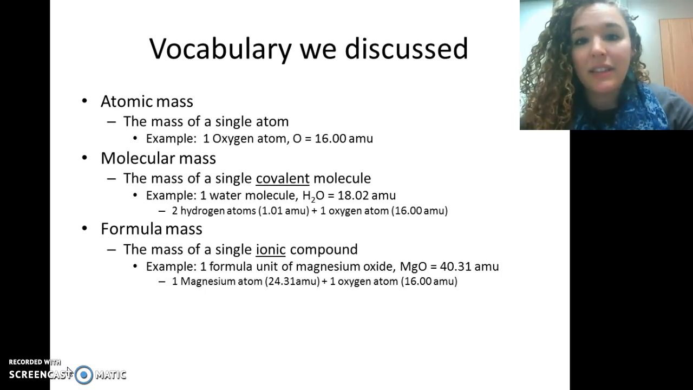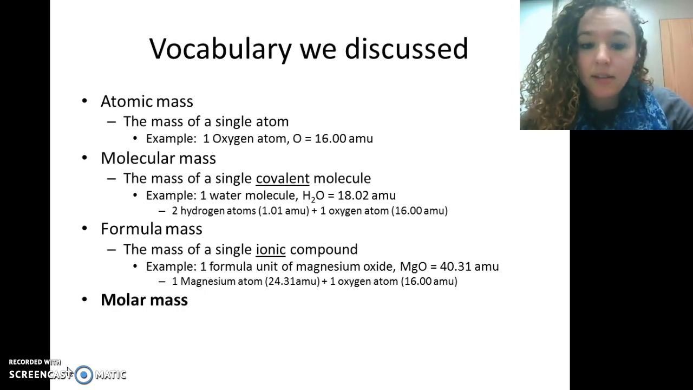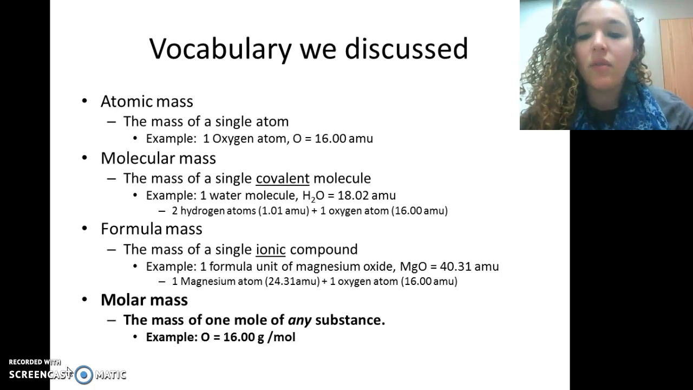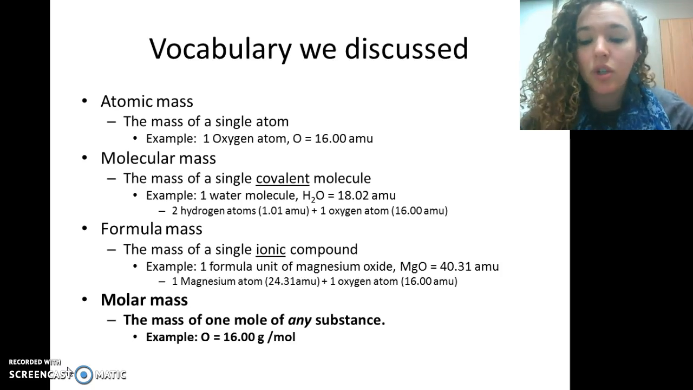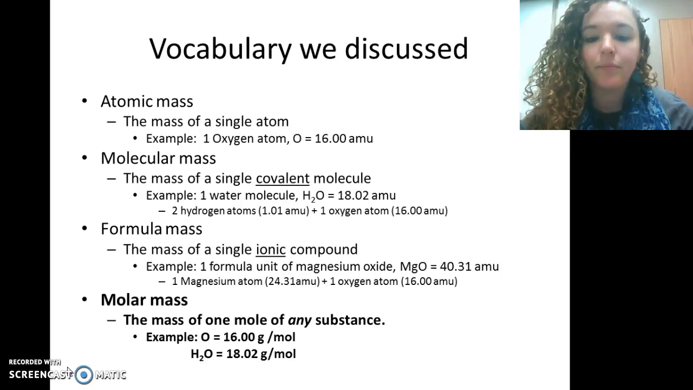All of these things lead us to the main idea, which is molar mass. Molar mass is the mass of 1 mole of any substance. We use the same term to describe 1 mole of an atom, such as oxygen. If I have 1 mole of an atom, instead of using AMU as the unit for the mass, we're just going to change it to grams per mole. So if I have a mole of oxygen atoms, I have 16 grams, and that means I have 1 mole. So 16 grams per mole is usually the way we would say that.